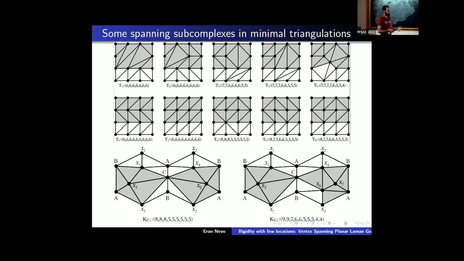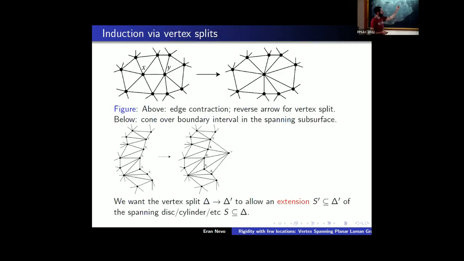Okay, so we find desirable spanning subcomplexes in the irreducible triangulations. So what we want to do now is to have some procedure for how to extend it as we reach the triangulation at hand from the irreducible one by doing vertex splits. That's exactly the inverse operation of the edge contraction that I mentioned before. So here is edge contraction. We contract the XY edge to a point, and if you reverse the arrow, that's called a vertex split.